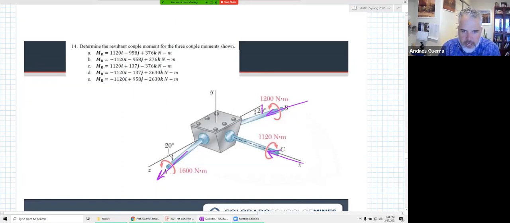And we know there's some indication of where that 20-degree angle is, like a vertical line that's parallel to the y-axis, and then that tells us that this is below the z-axis in the yz plane.